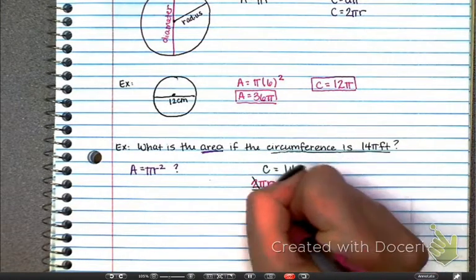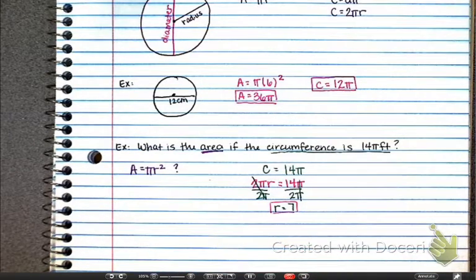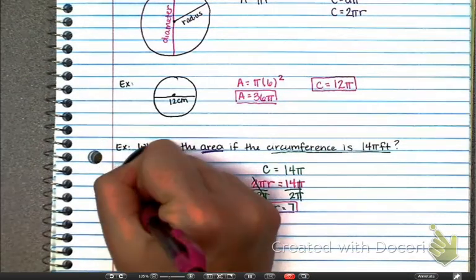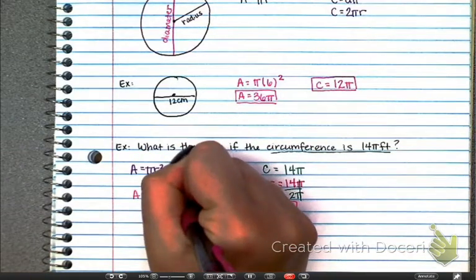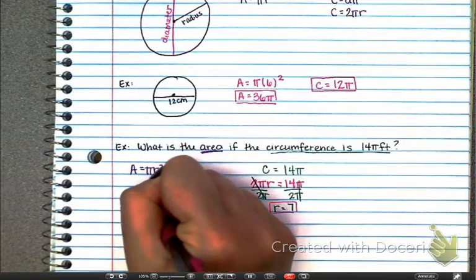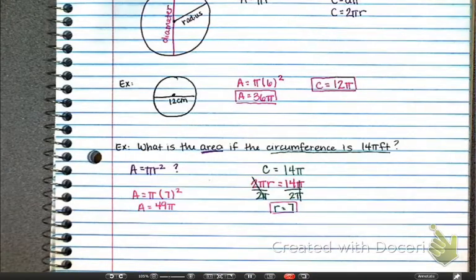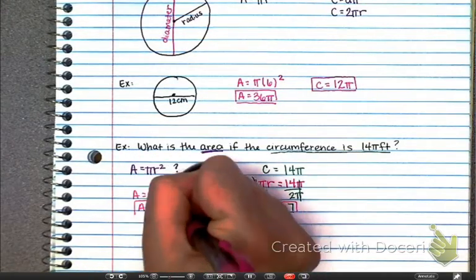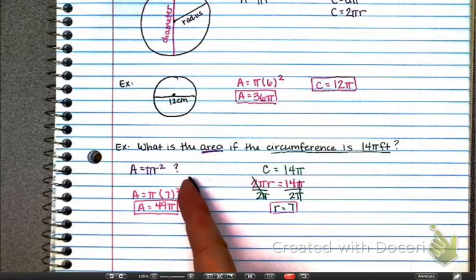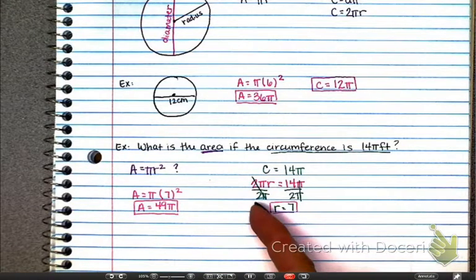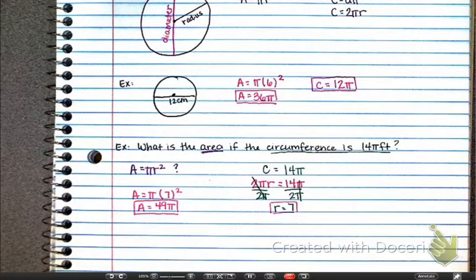Once you know what r is, we can go back to our area formula and plug it in. So area equals pi times the radius squared. So my area is 49 pi. Okay, so this is what we were looking for. This is our first step. We had to solve for r, and then we can plug r into our area formula.